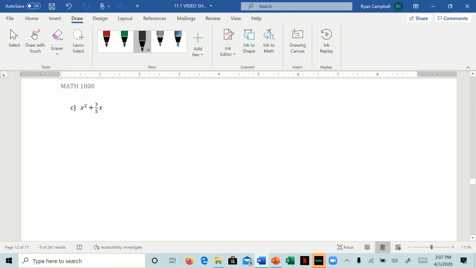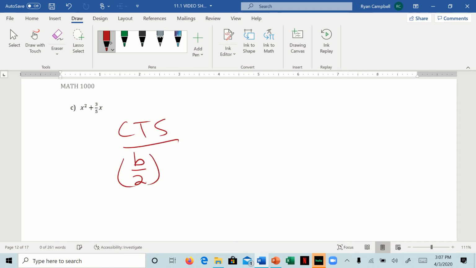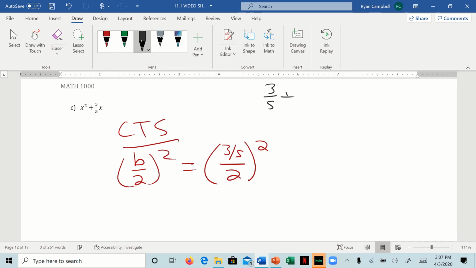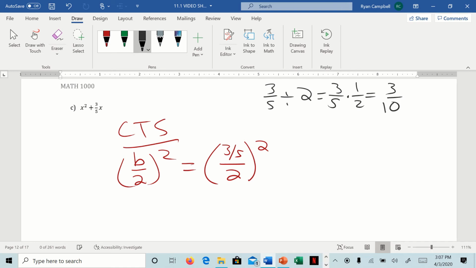All right. Last one, completing the square. So if we want to complete the square, you take b divided by 2, square it. So this time we have a fraction within a fraction. So 3/5 divided by 2 squared. So if you want to remember how to divide, remember 3/5 divided by 2. That's what this says. So it's the same as 3/5 times 1/2, which is 3/10.